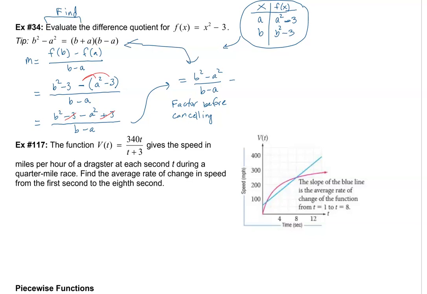So b squared minus a squared, difference of squares, you might remember is b plus a times b minus a. It makes a difference that the b squared is first. And then over b minus a, now I am allowed to cancel that factor of b minus a. And my final answer here is just b plus a. So that was a totally abstract exercise.